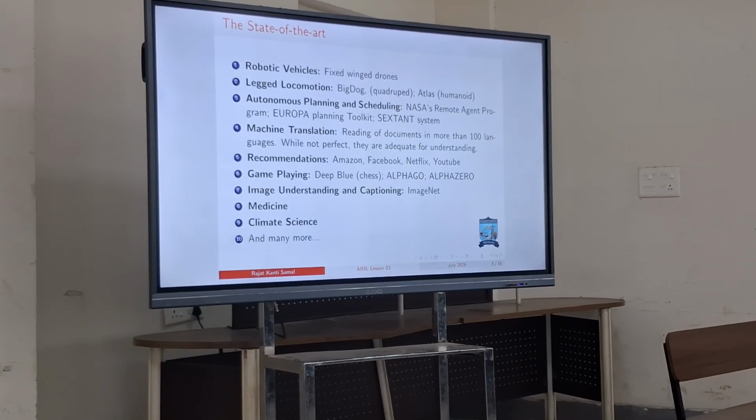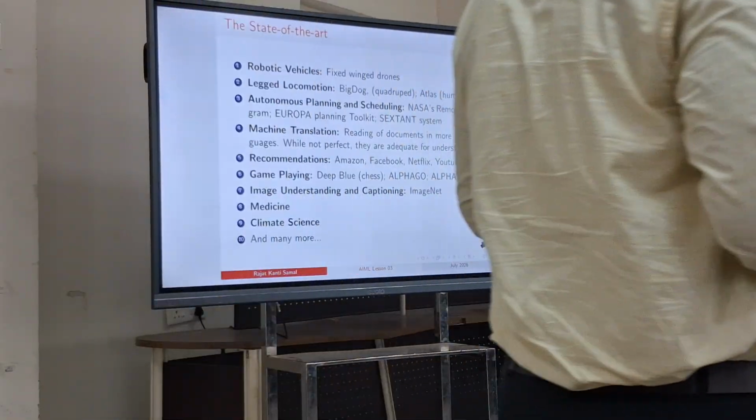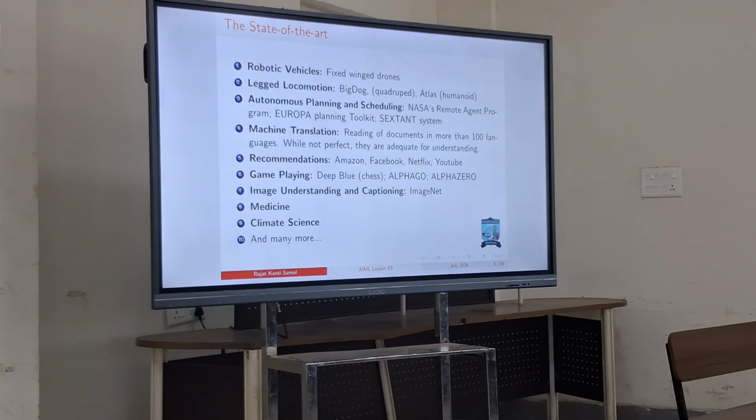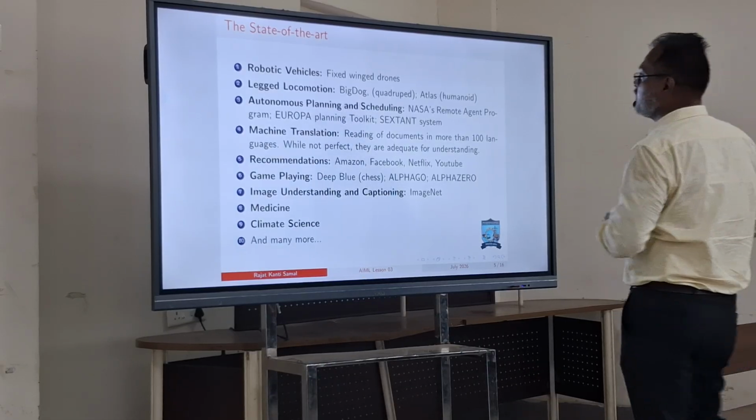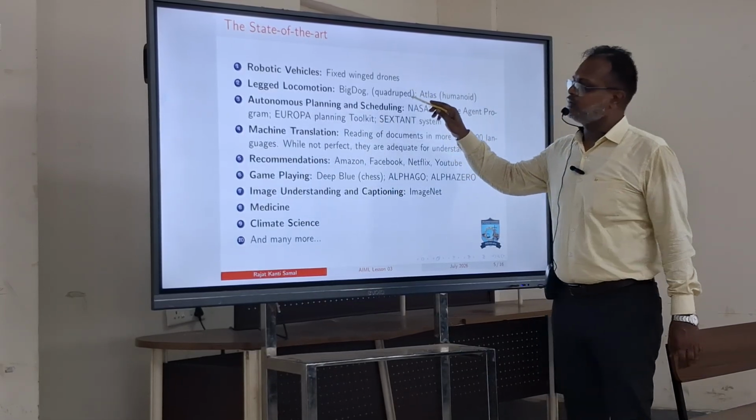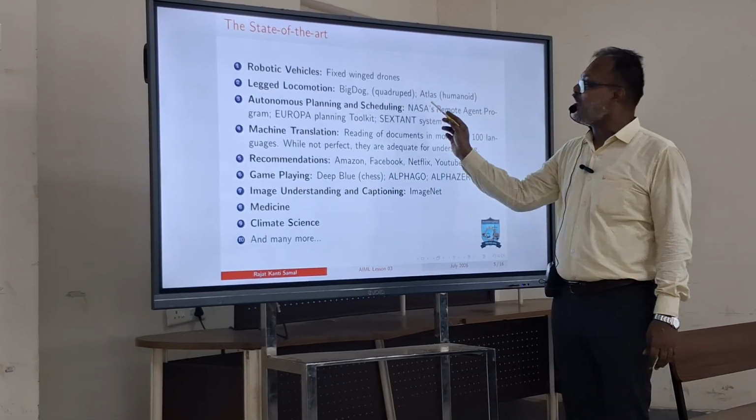Okay. So state of the art means what is the latest in the art. So we consider every discipline to be an art. So AI is an art. Okay. So the latest one is robotic vehicles, legged locomotion, Big Dog.